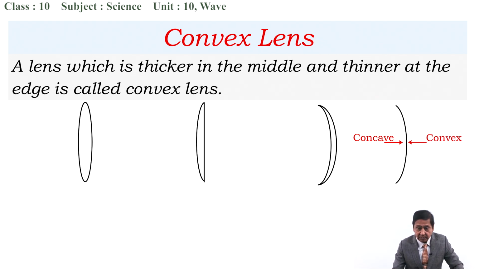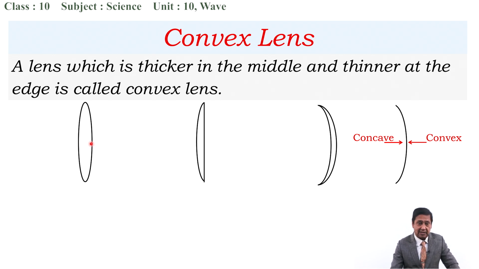This is a part of the sphere. I want to first make you very clear about the concave and convex surface, and then I'll come back to name these lenses. This surface is called concave surface, which is gone inside, and this surface is called convex surface, which is bulged a little outward. And with the help of this idea of the surface, we can name these lenses.